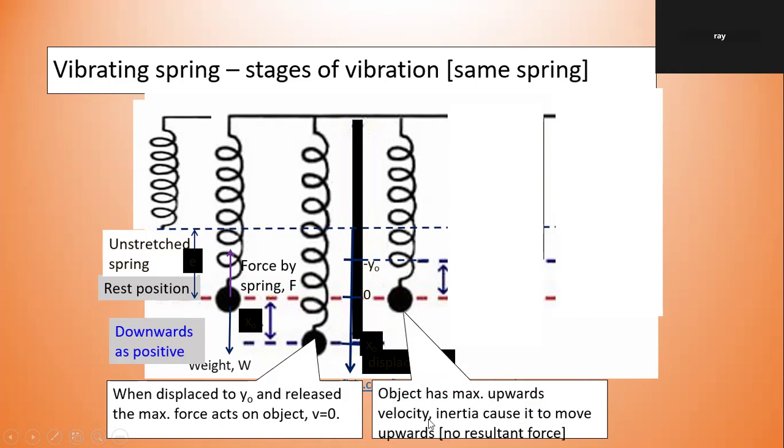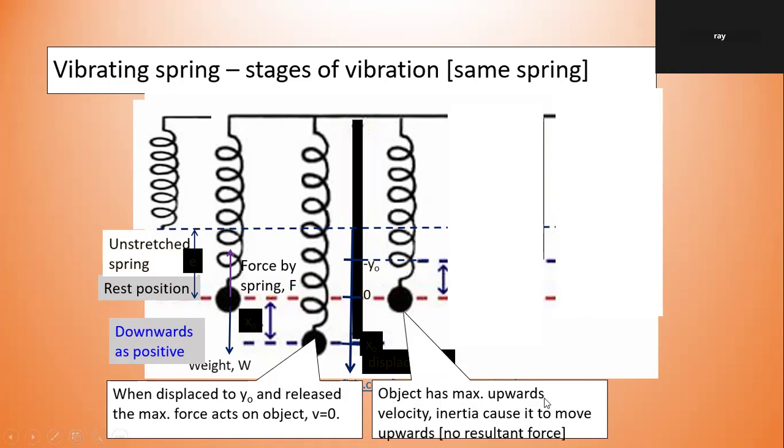The object has a maximum upward velocity. Remember, it is acted on by a resultant force. So at the rest position, there's no resultant force, as we said before, so the velocity must be maximum. That's where the weight is balanced by the elastic force of the spring.